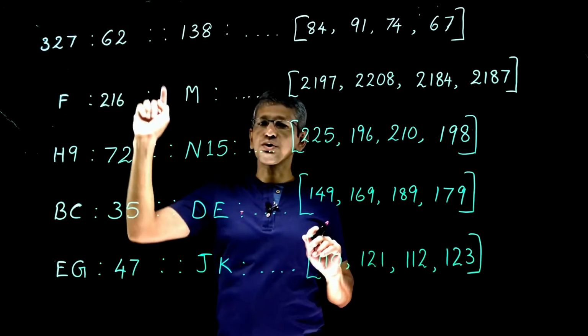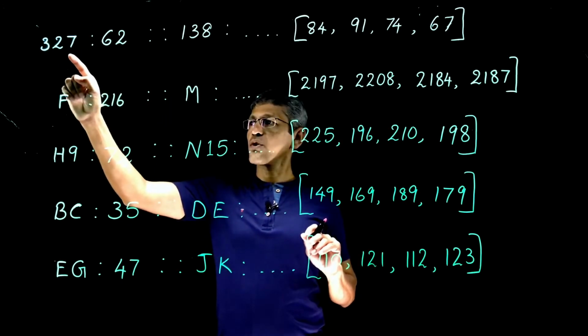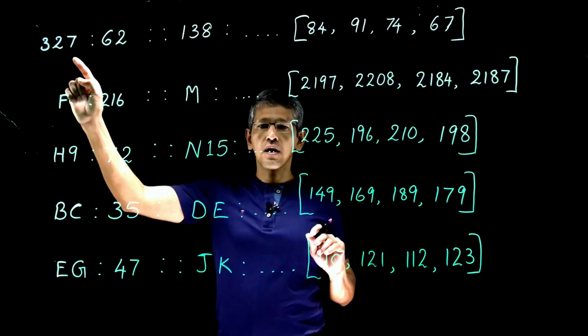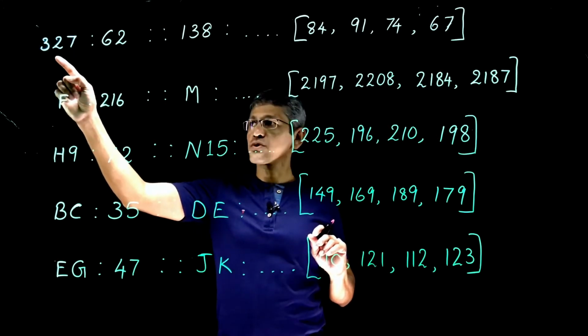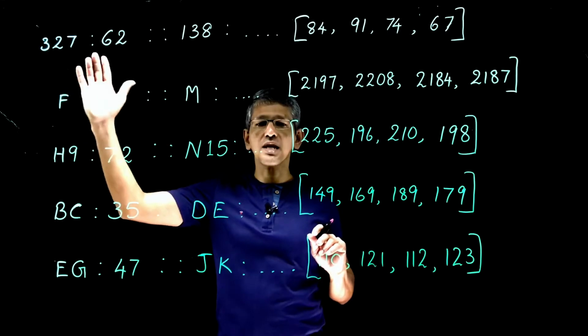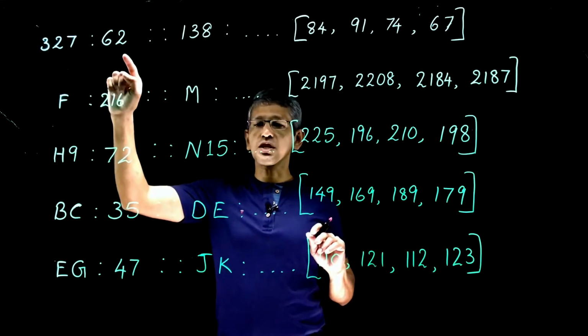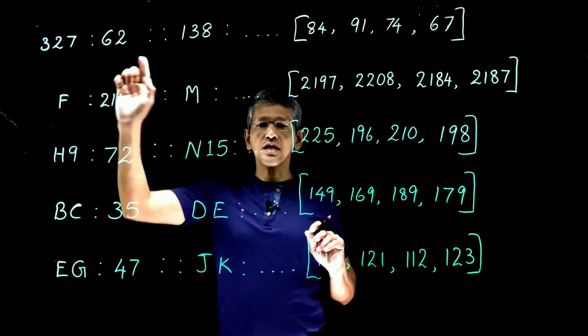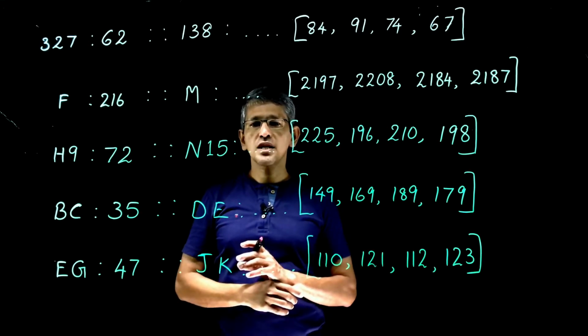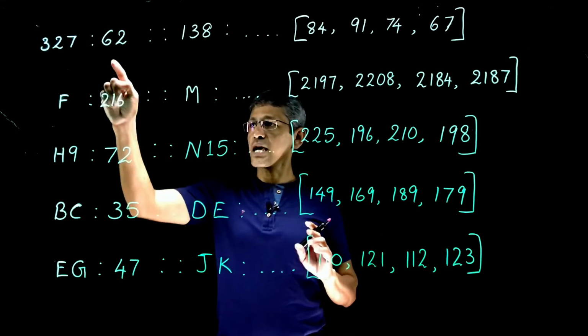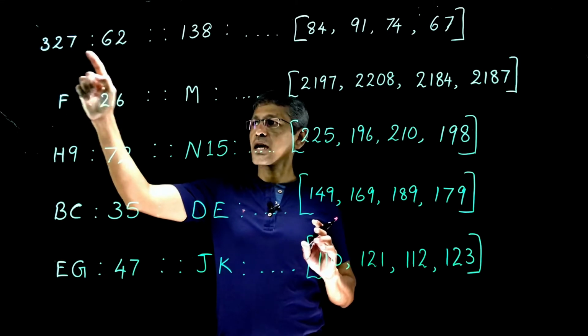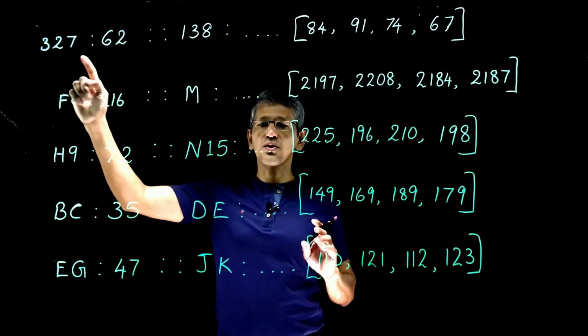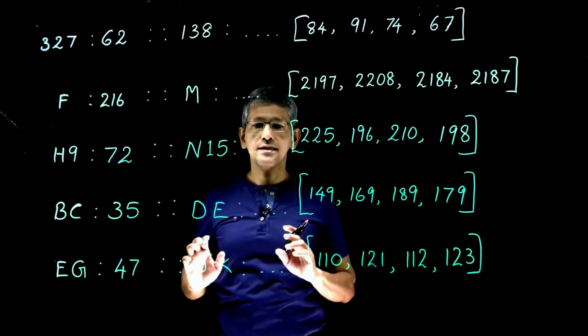327 and 62. 327, what I know, 324. That's a square. Near to 327, we have 324. That's 18 square. But this is 62. Well, 62 and 18, there is no such connection. Well, if it is 18 on the right hand side and 327 here, we know that 18 square plus 3. But that is not the case here.